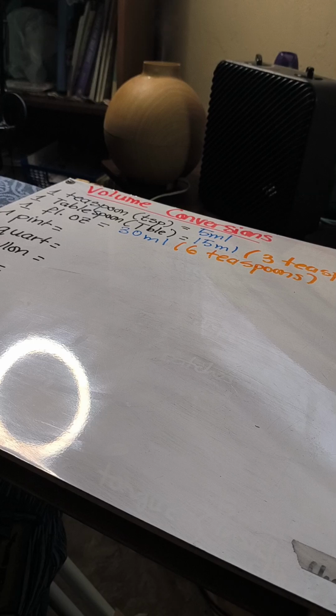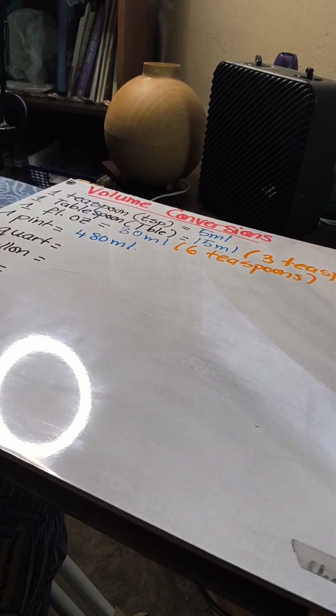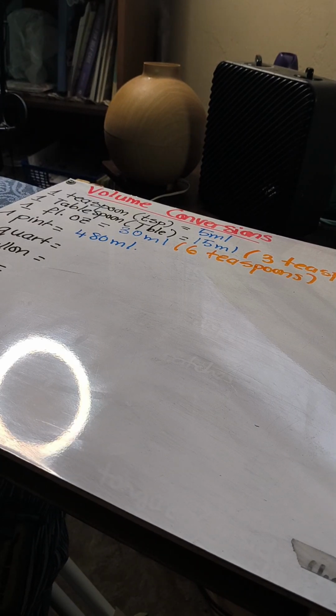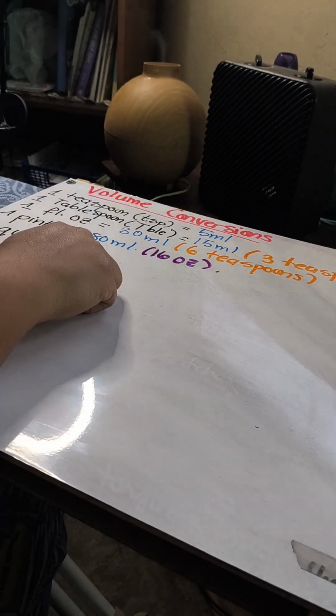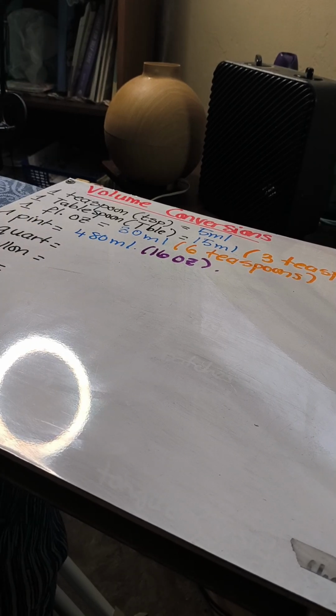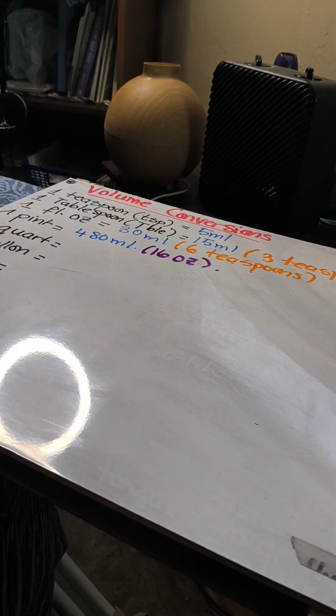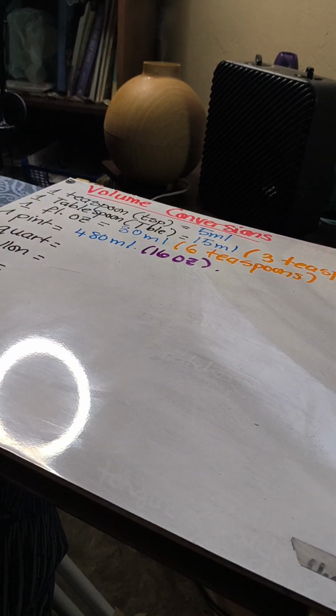1 pint is equal to 480 milliliters. 480 milliliters gives me 1 pint. That 480 milliliters, if you divide it by the 30 milliliters, gives you 16 ounces. So 1 pint is equal to 480 milliliters. 1 pint is also equal to 16 ounces. And if 1 ounce is 30 milliliters, then 16 ounces is 480 milliliters. That's 1 pint. Okay?